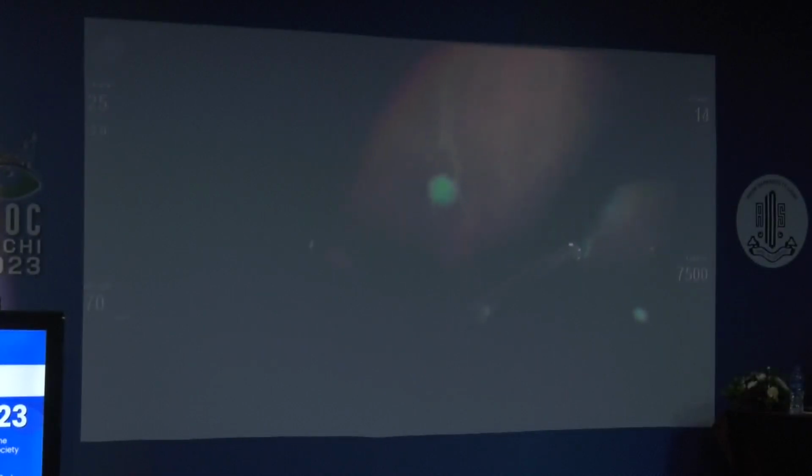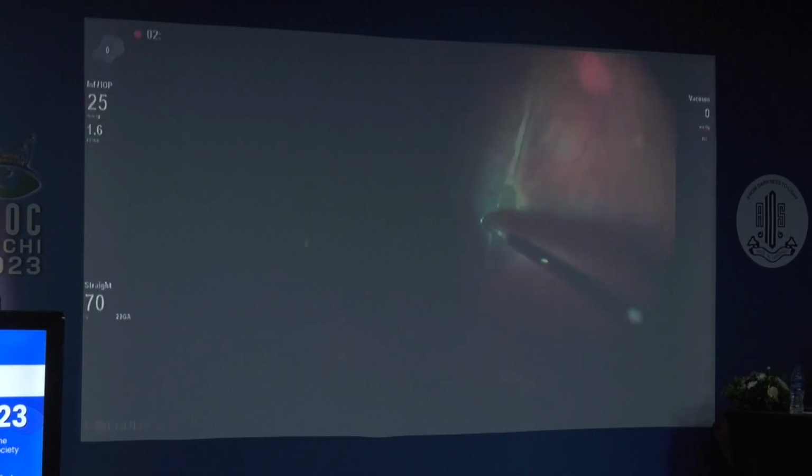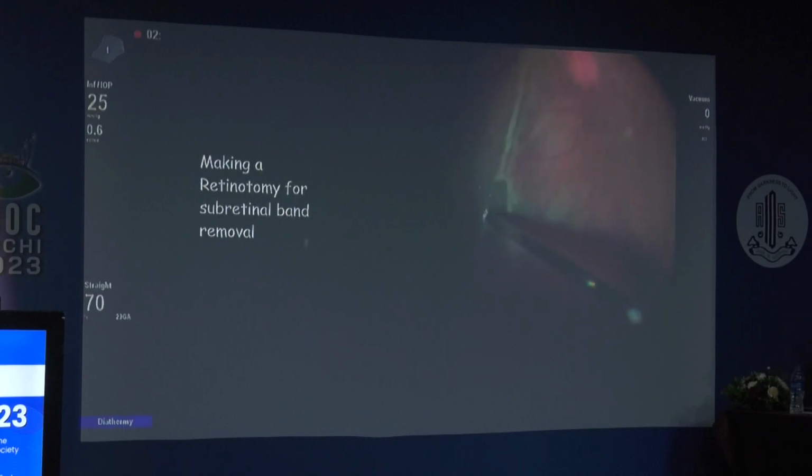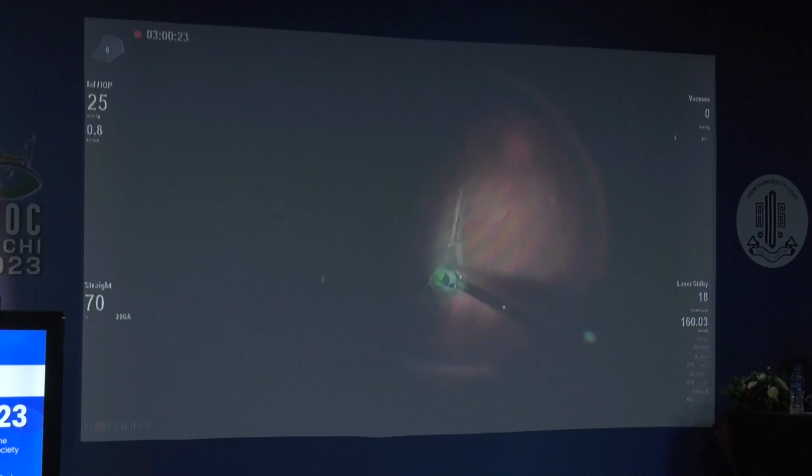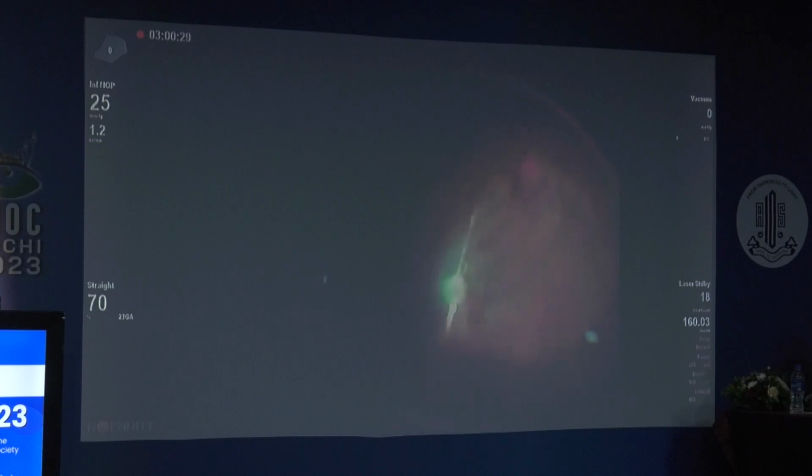So after thorough vitrectomy, meticulous base shaving and marking of the peripheral breaks, it was imperative to deal with the subretinal band, because this would not only prevent the retina from settling but also hinder the macular hole closure. So a retinotomy was made just above the band in the superior quadrant, and with the forceps I'm now trying to pull the band, but as you can see it keeps slipping back into its place.